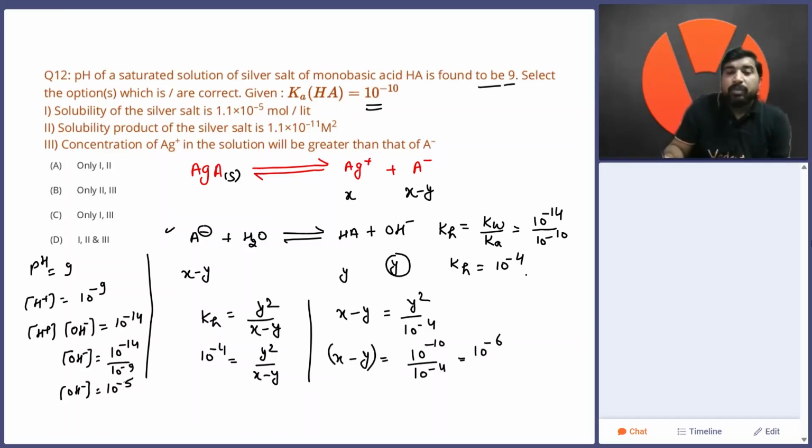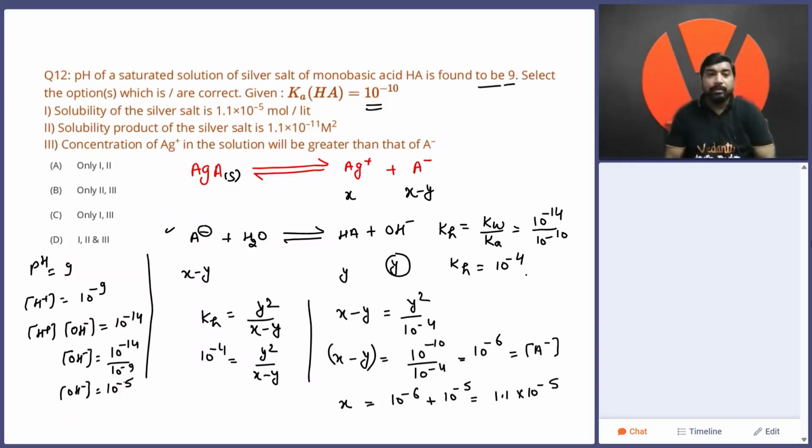So what is x minus y? X minus y is the concentration of A minus. Now I just need to find the value of x, because I need the concentration of Ag plus. So x is equal to 10 raised to the power minus 6 plus 10 raised to the power minus 5. On adding the equation, the value should be 1.1 into 10 raised to the power minus 5.